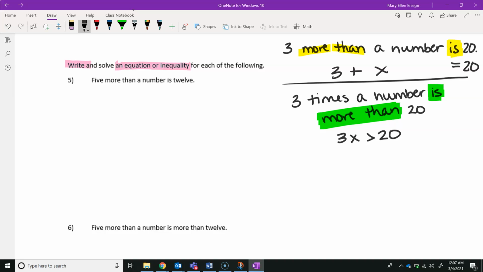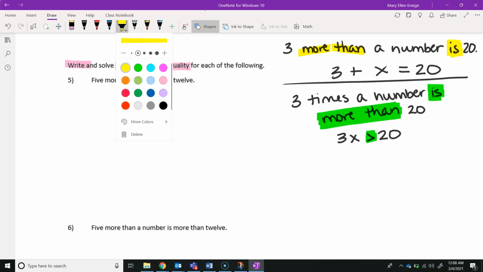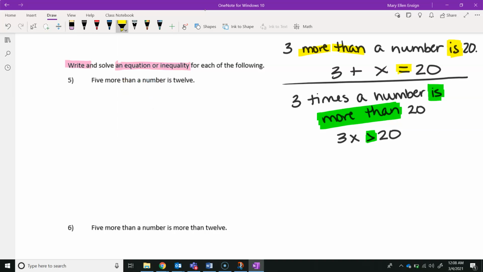So you kind of have to be careful about which we're seeing, okay? And we're never going to have both in the same problem. Sometimes people try to put both in there, like they would say 3 greater than x equals 20. Nope, it's got to be one or the other. So right, there's my "is more than." And over here, this equals is my "is." So just keep an eye on that, that's just one example, right? It could be less than, whatever, but just keep an eye on those.